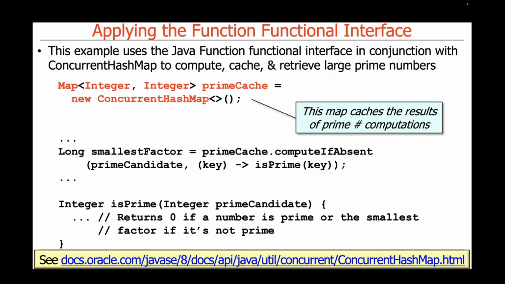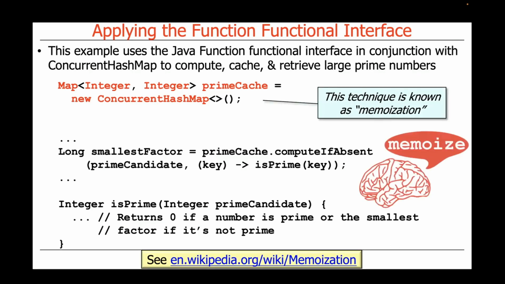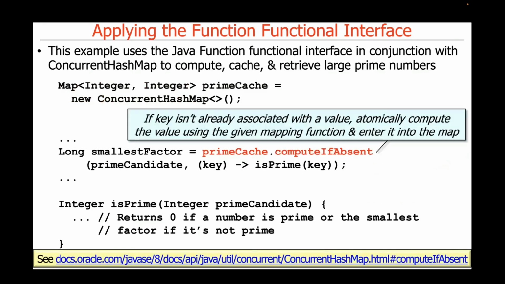And this particular technique we're going to look at is often referred to as memoization, which is just a fancy way of saying caching. So if you want to learn more about memoization, please take a look at the link at the bottom of the slide. There's also a nice discussion of memoization in the book Java Concurrency in Practice by Brian Goetz and his colleagues.